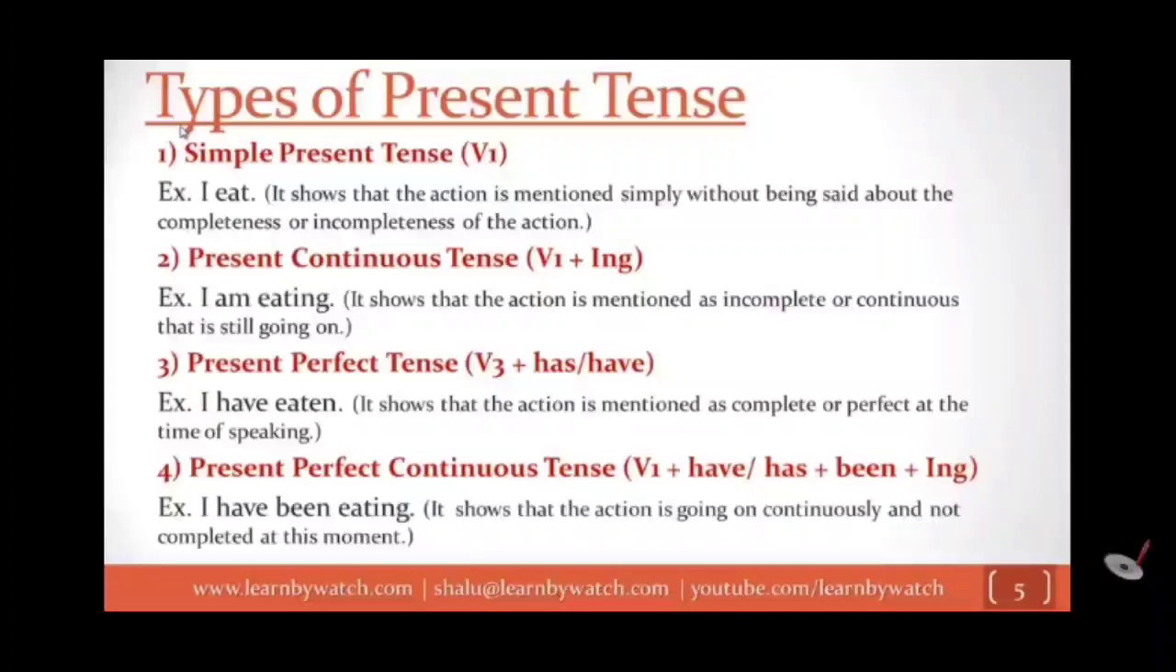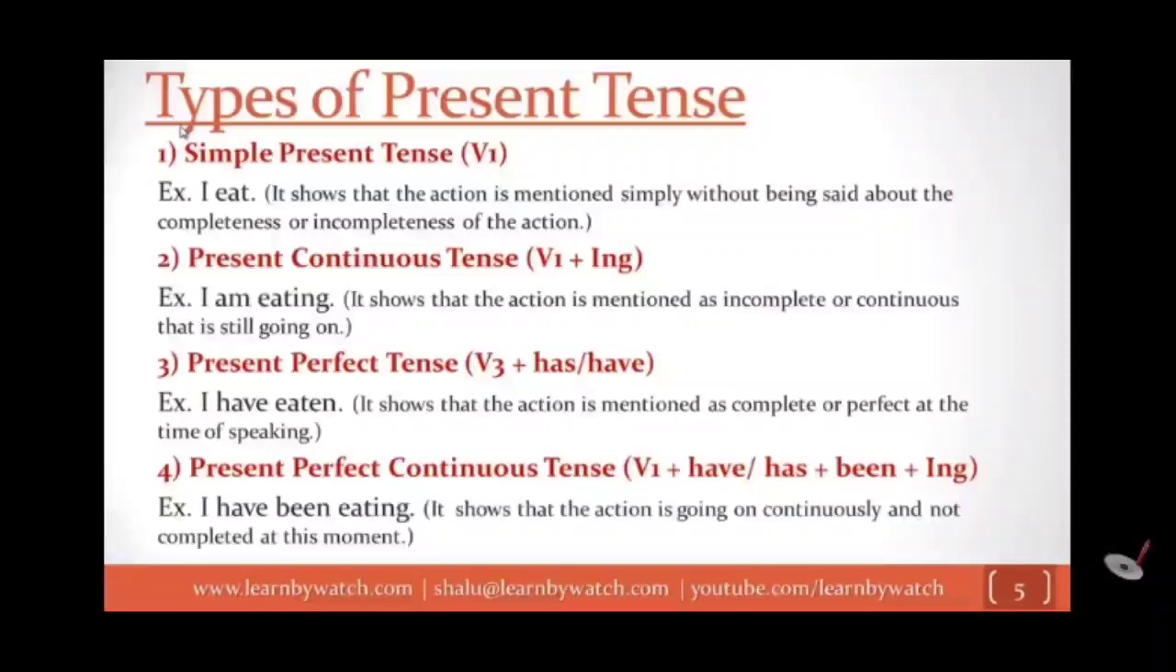Next is present continuous tense. Present continuous tense shows that the action is mentioned as incomplete or it's going on in the present. Now it's going on now. Its formula is we write subject plus am, is, are plus verb ing. For example is given here. You see, I am eating. I is the subject, am is the verb, and ing we will have to add with the base verb.